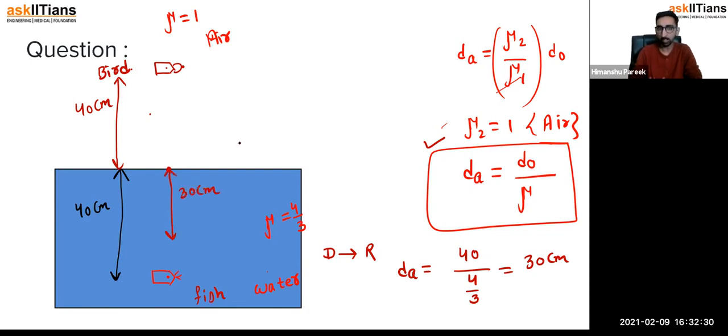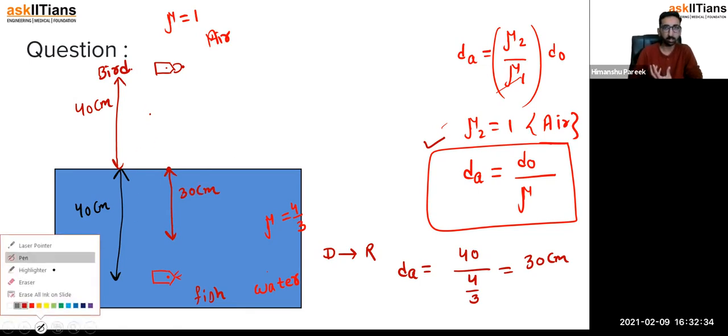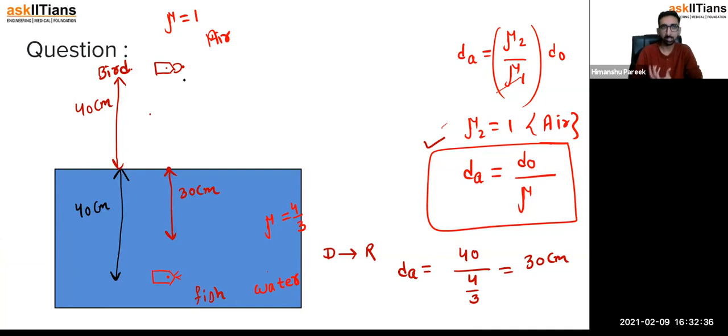But that is not the final answer. My question was, what is the separation between the bird and the fish as seen by the bird itself? So the observer is the bird. He would say that this is 40 and the fish is already at a 30 centimeter depth, because that's what he would say. So for him, the answer would be 70 centimeter.